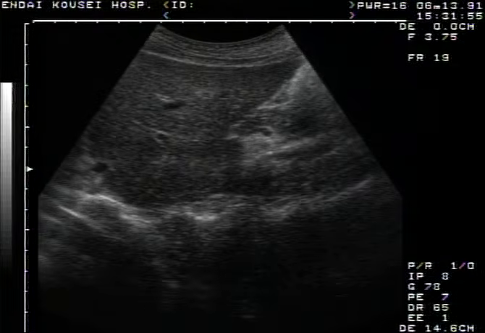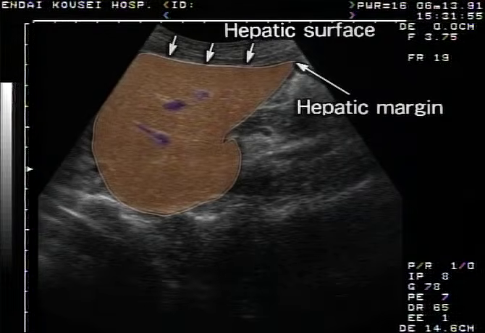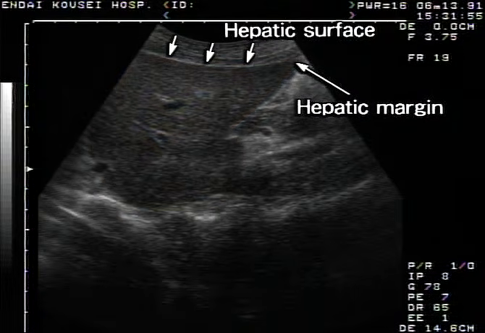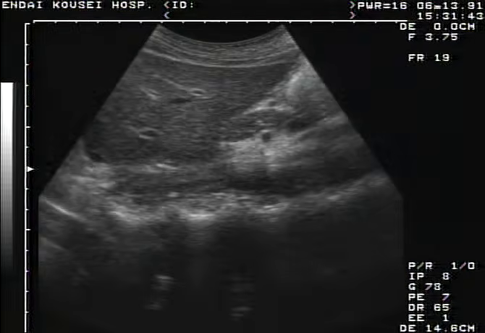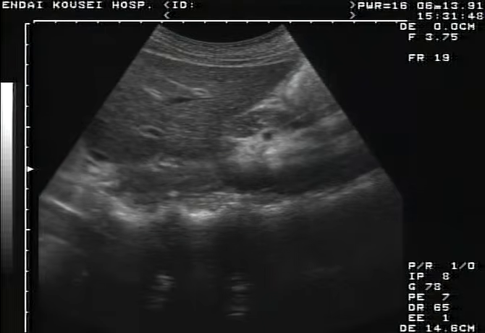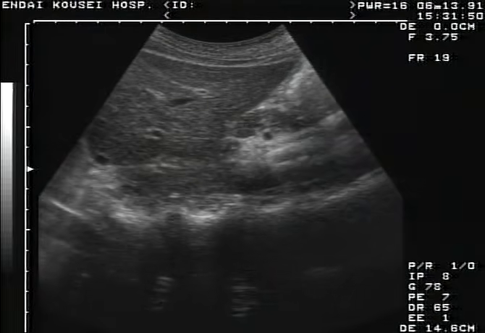On this plane, the left hepatic lobe is visualized. Check if the hepatic surface is flat, the hepatic margins form acute angles, the size of the left lobe is normal, and the hepatic parenchyma returns fine textured uniform echoes.